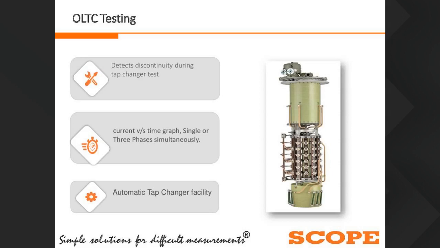Then we have added another very important and required feature to check the healthiness of the OLTC, that is to check the diverter switch process, that is the speed of the diverter switch and the diverter switch operation, with the help of a current versus time graph. We can measure single and three phases simultaneously, that is, RYB phases we can measure in a single click. Then there is an automatic tap changer facility. The instrument has a facility to automatically change the tap through the instrument.